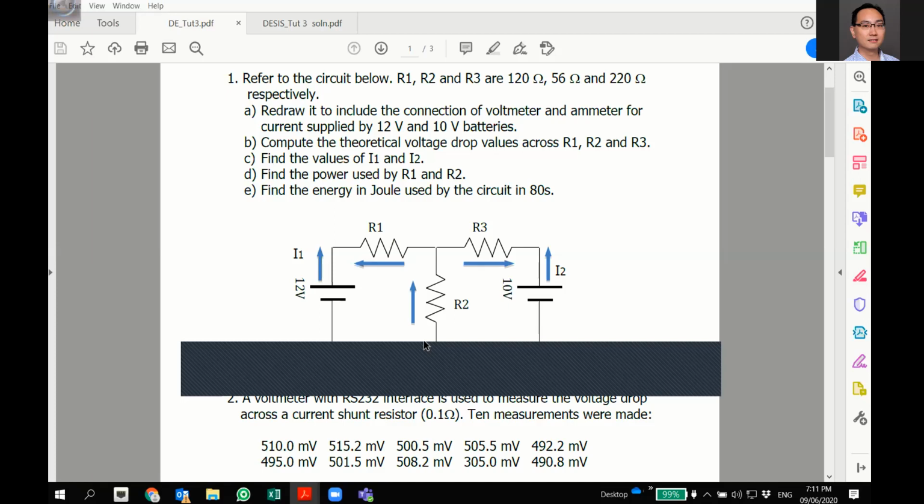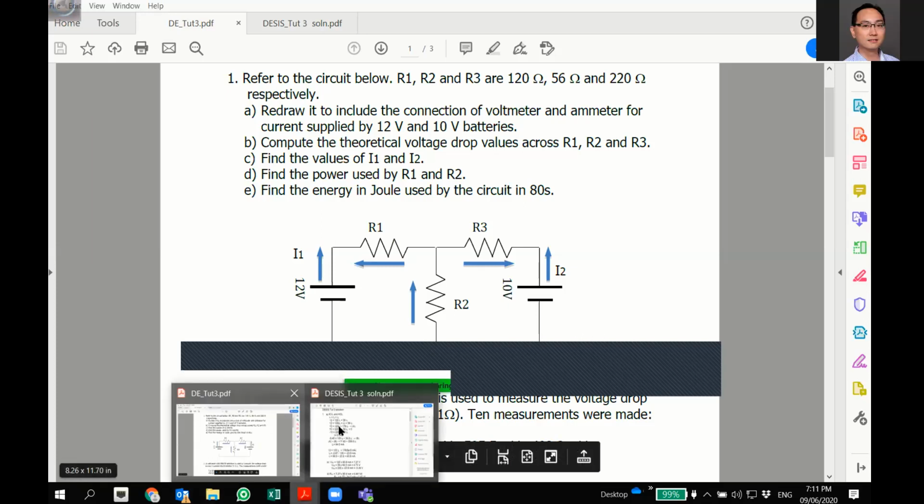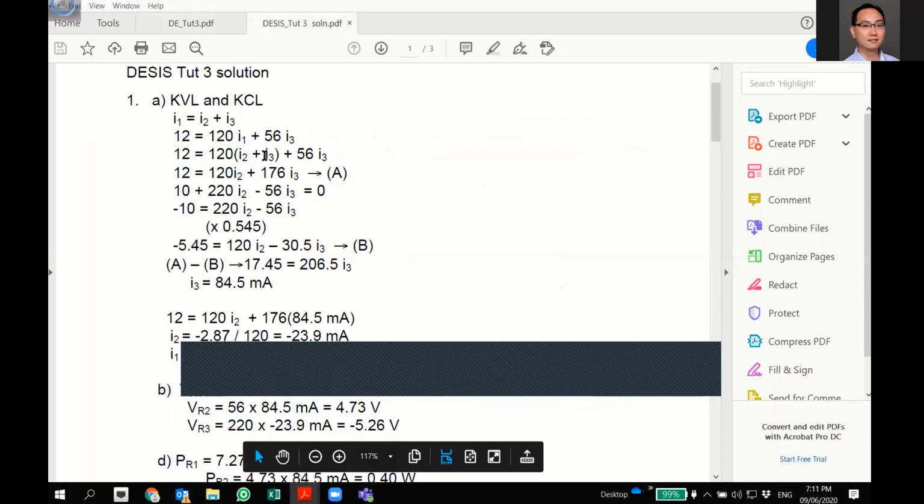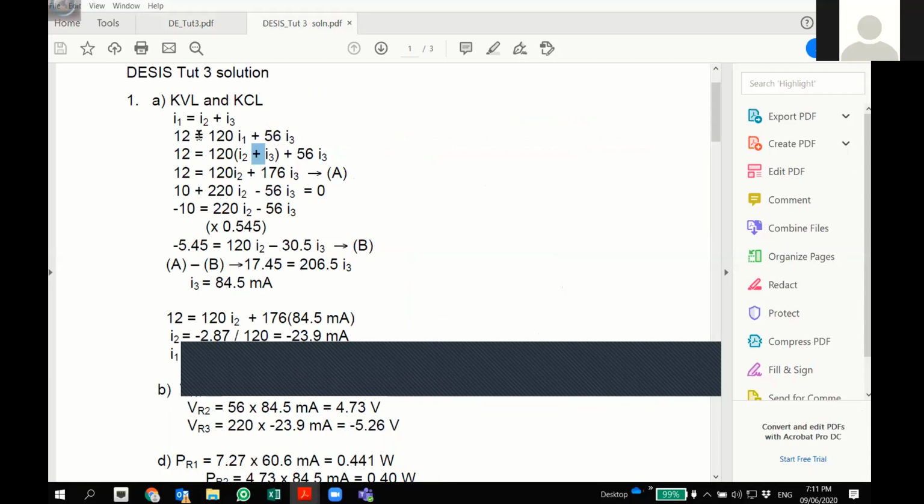Yeah, correct. Then if we go back to the answer, is the answer wrong? I think that one maybe got typing error. This one, the first line: I1 equals to I2 plus I3, but we are saying I3 equals to I1 plus I2. Yeah, correct. I think he formed it wrongly. Yeah, I think so. You can try.